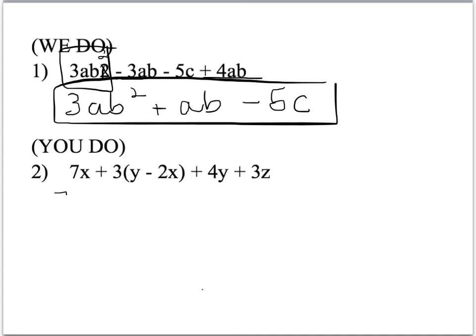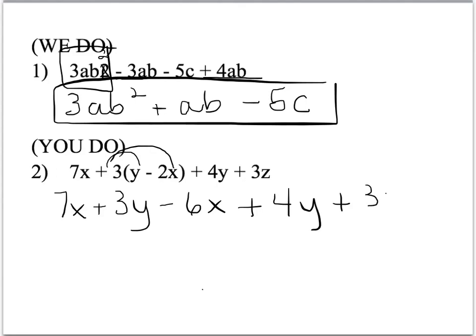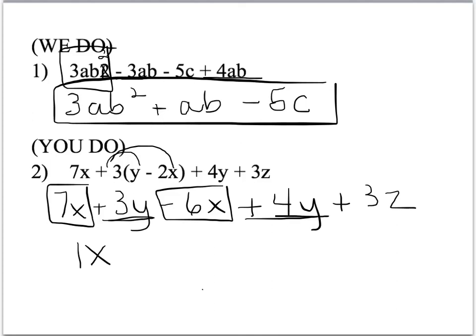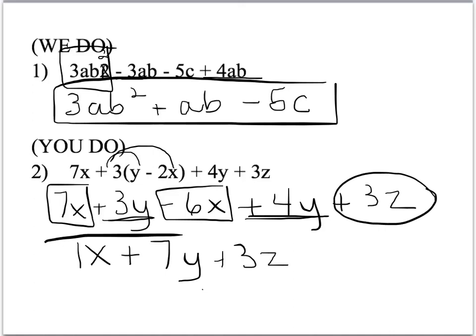Okay, so I'm going to first bring down 7x, and then here I need to distribute, so 3 times y plus 3y, and 3 times negative 2x will give me negative 6x. Everything else I'm going to bring down. Okay, now I can go ahead and combine my like terms. So I have 7x and negative 6x. So now I have 1x. Here I have 3y and 4y, so I have 7y. And then here I just have 3z. Okay, so now I've combined like terms as much as I can.